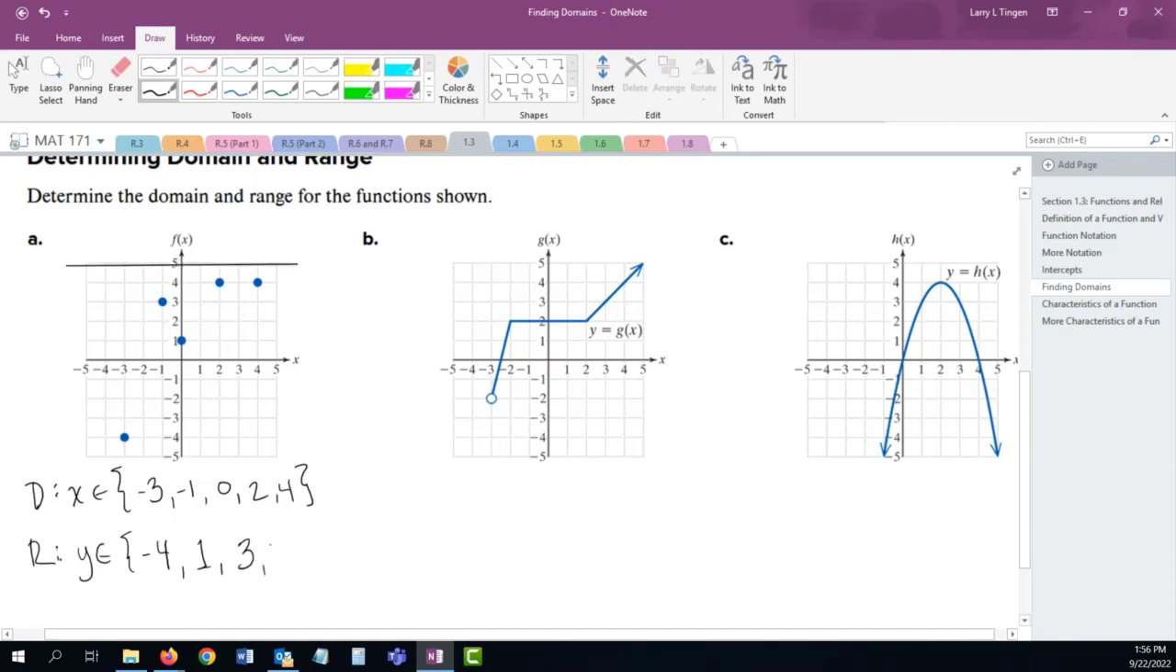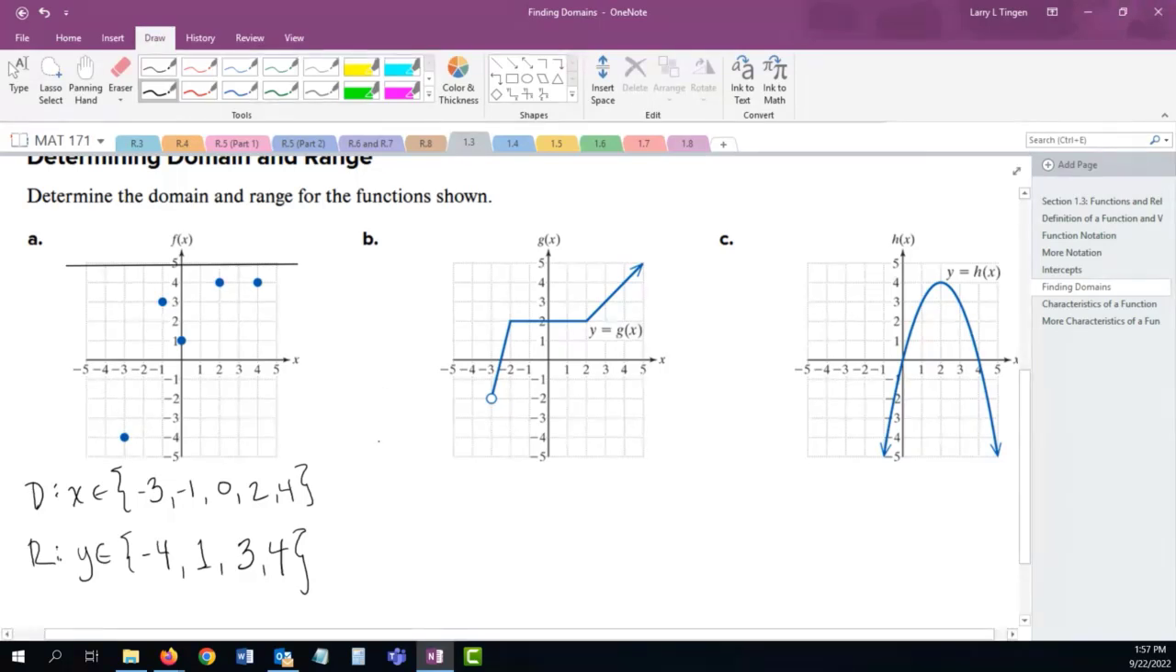Now, I encounter 4 twice, but I don't write it twice because I never have repeated values in the domain. I never have repeated values in the range. That does not mean that the same number can't be in both the domain and the range. That means if it's in the domain once, it's not going to be written again. If it's in the range once, it's not going to be written again. So there are the domains and the ranges.